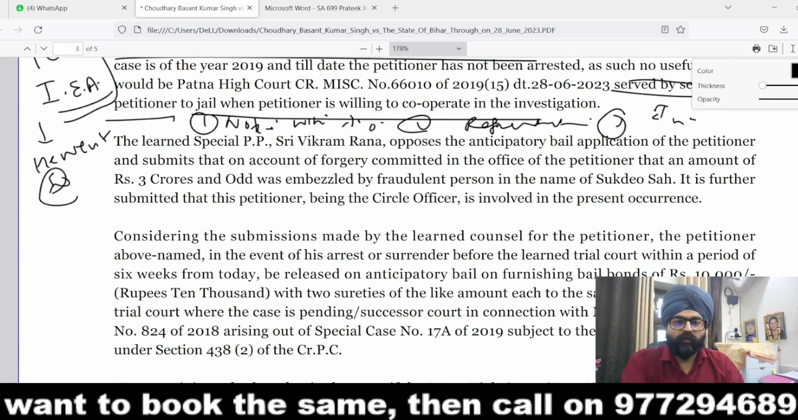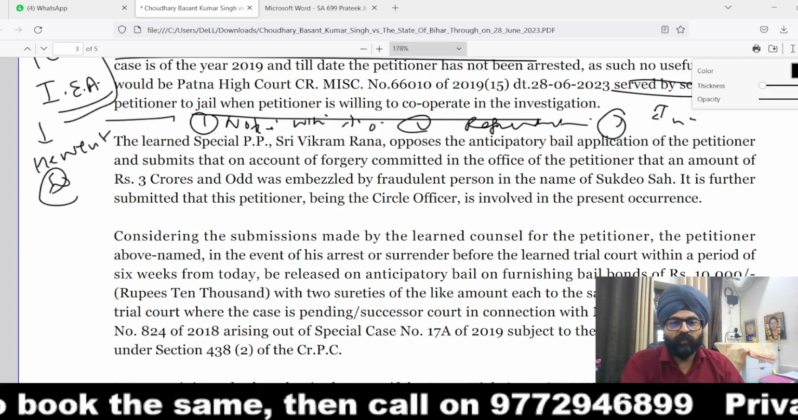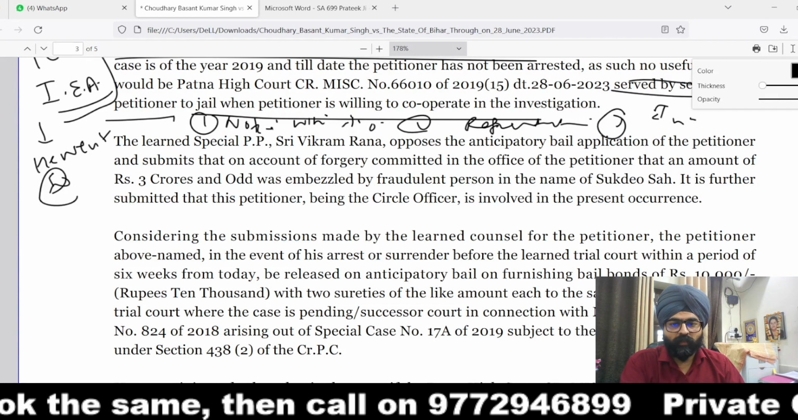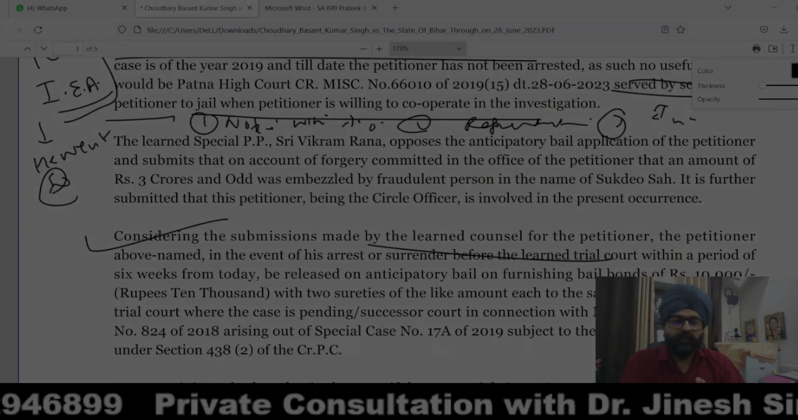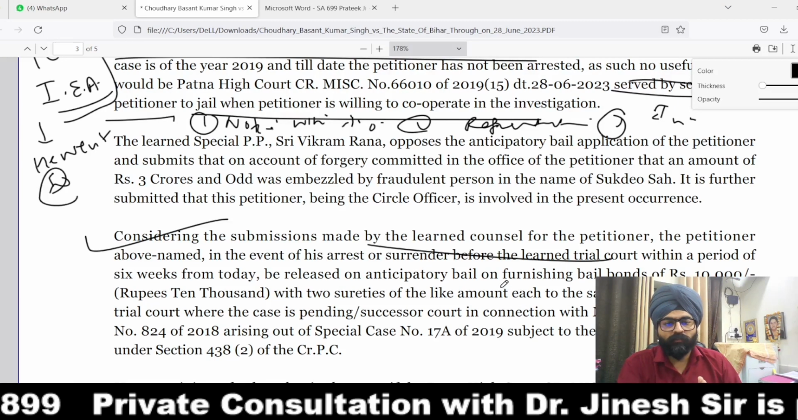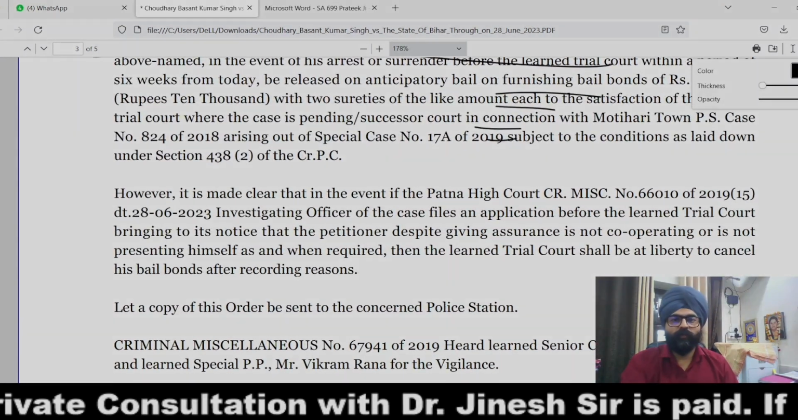So court, while considering all the facts and scenarios, submitted that the petitioner named above, in case of arrest, will surrender before the trial court within the period of 6 weeks. Considering the submission of the concerned counsel, the court allowed the bail application and released the accused on anticipatory bail on furnishing of the bail bond. So these are the important clinching points which you are required to remember in your mind.